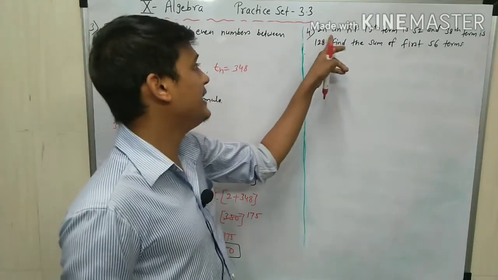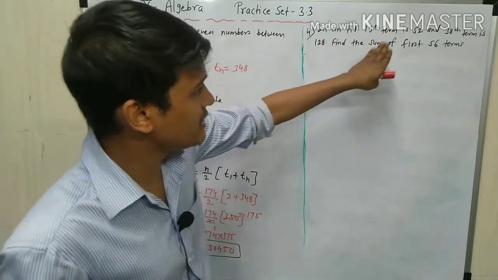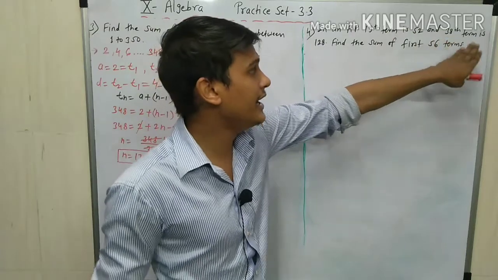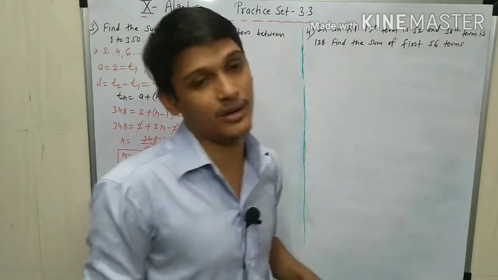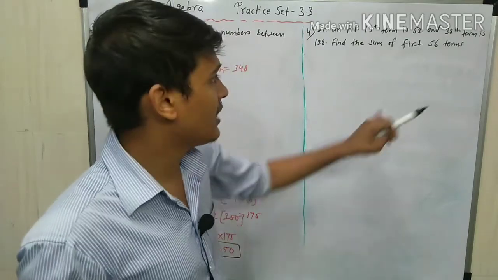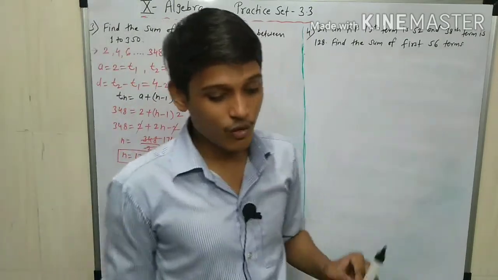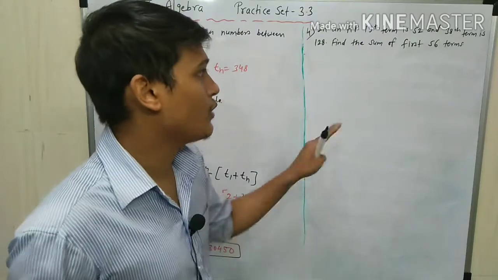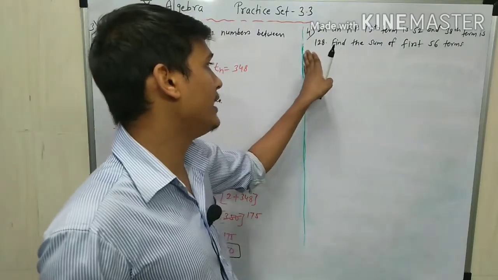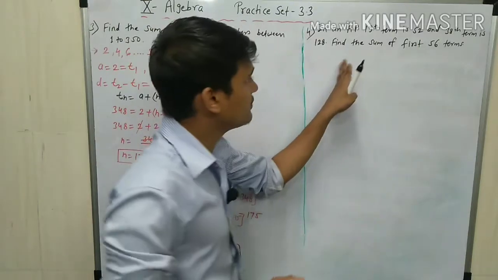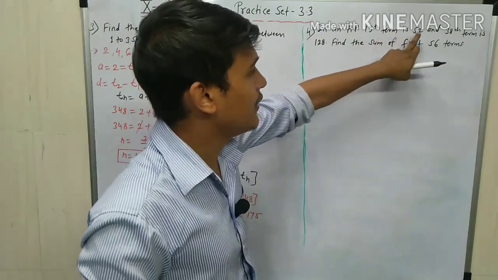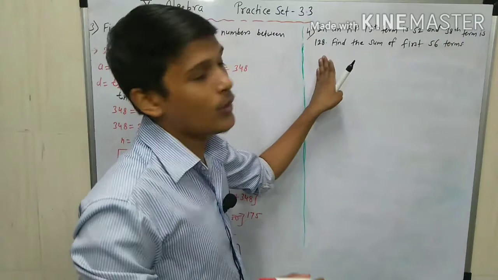Understood? Now next is question number 4. In an AP, the 19th term is 52 and the 38th term is 128. Find the sum of the first 56 terms. Understood? First 56 terms means S56. How to find out? First we can find out A and D. Now the equation is: 19th term is 52 and 38th term is 128.